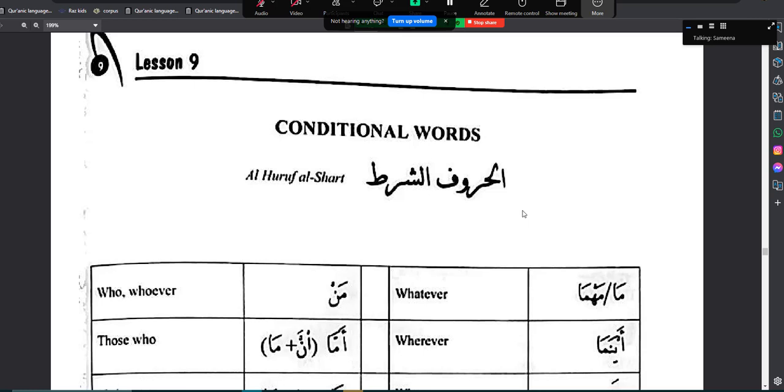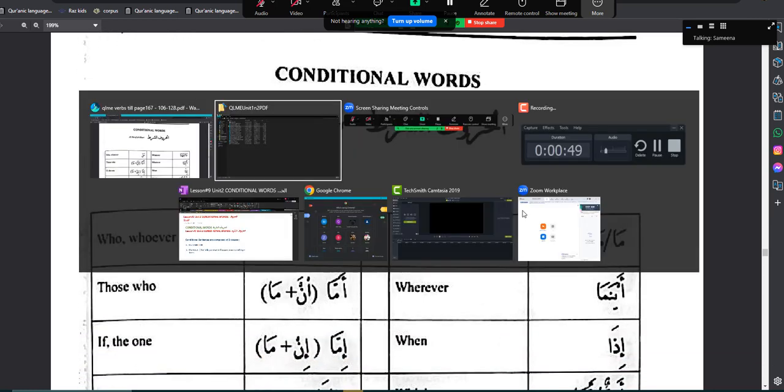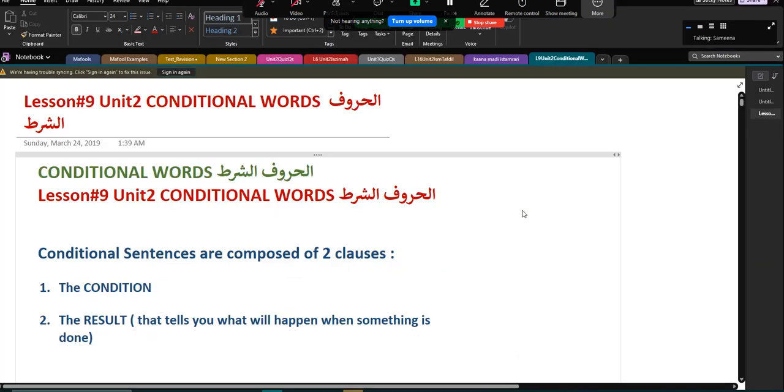Rabbi zidni ilma. We are going to start with lesson 9 from unit 2, which is conditional words, al-huruf shart. And these are the conditional words. Before moving to that, let me explain what exactly the conditional words are.